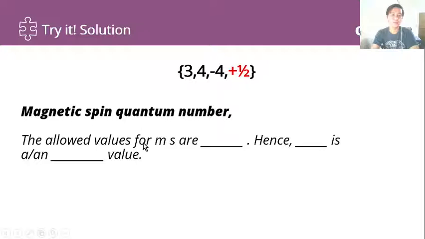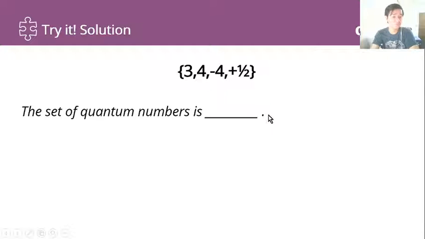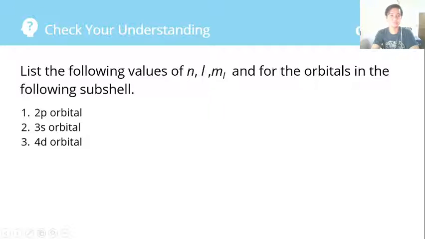Now let's go to the magnetic spin. Is it allowed? +1/2 or -1/2? We see +1/2, so it is an allowed value. So is the set of quantum numbers permitted or forbidden? It is forbidden. Why? It violates the azimuthal and the magnetic quantum numbers.